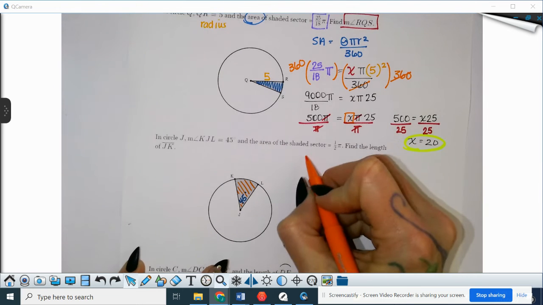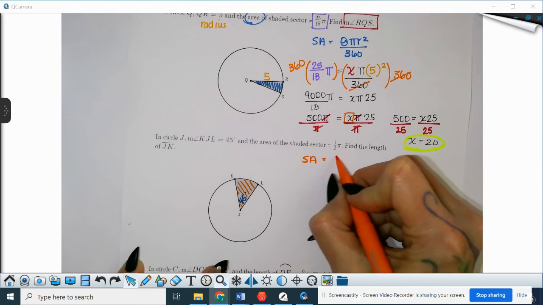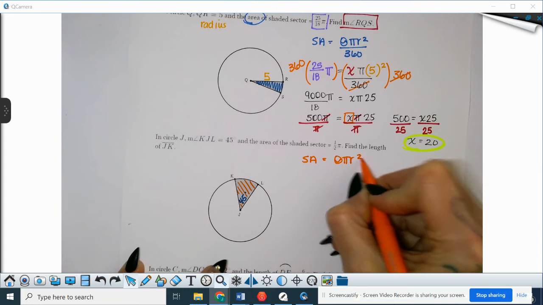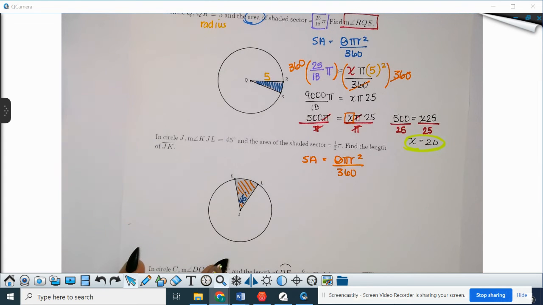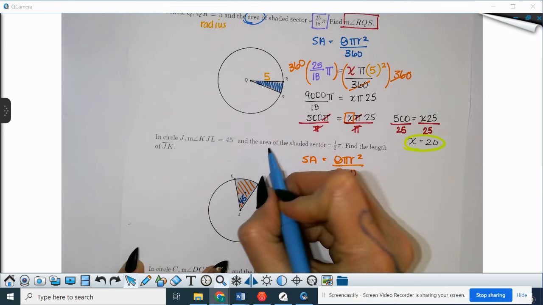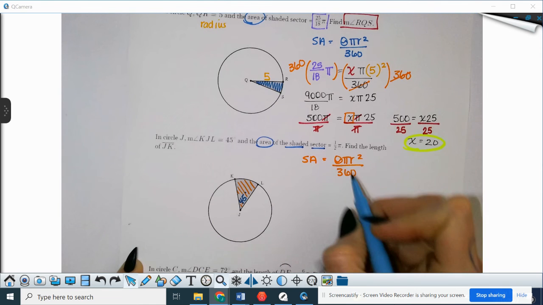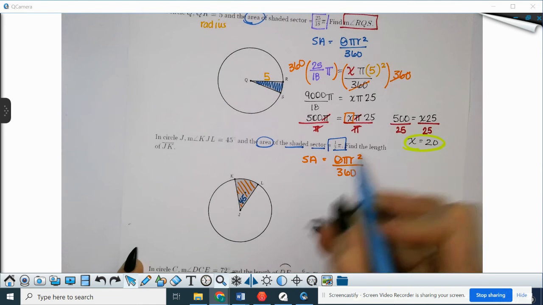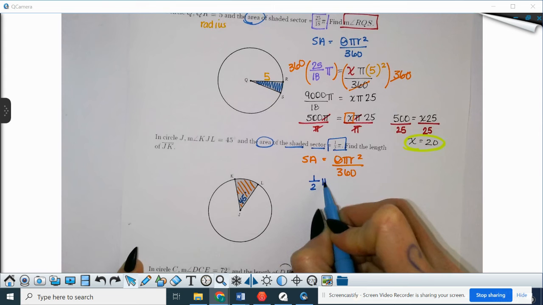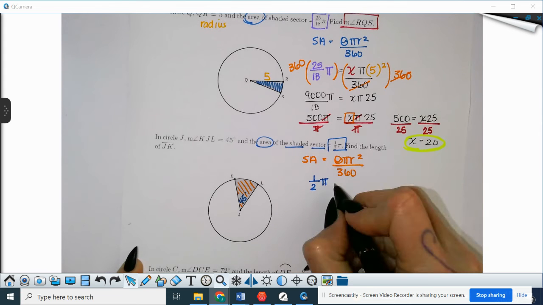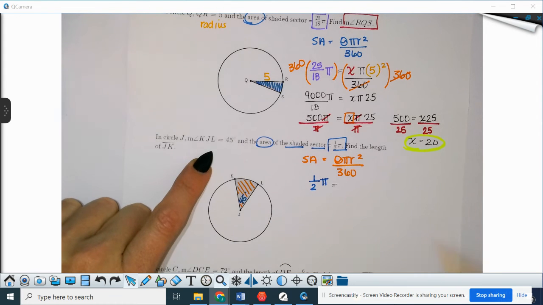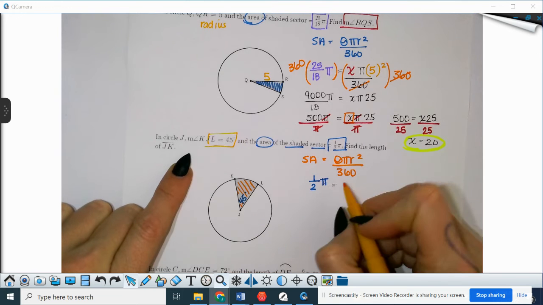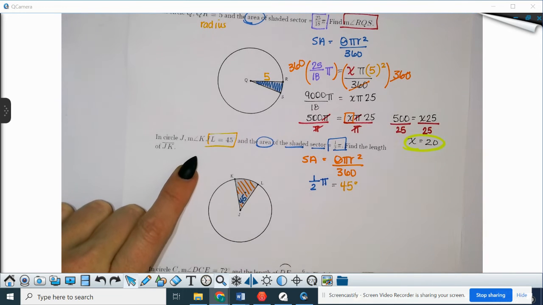So we know it's sector area again, theta times pi radius squared over 360. And we fill in what we know. So in this case, we do know that the sector area, because it says area of the shaded sector, is 1/2 pi. So we're going to put 1/2 pi on this side of the equation. It's our output. We do have our theta. So this is important because that's our angle measure. So 45 degrees. So theta, pi is a given.